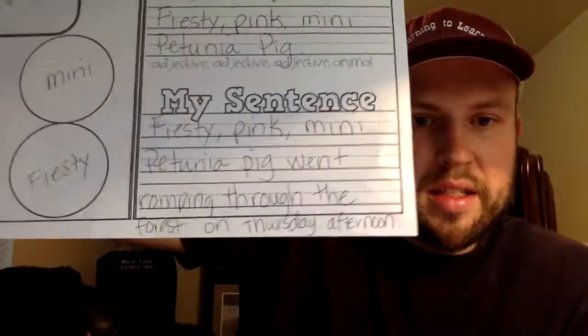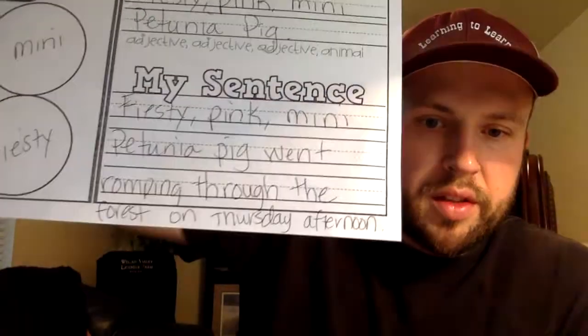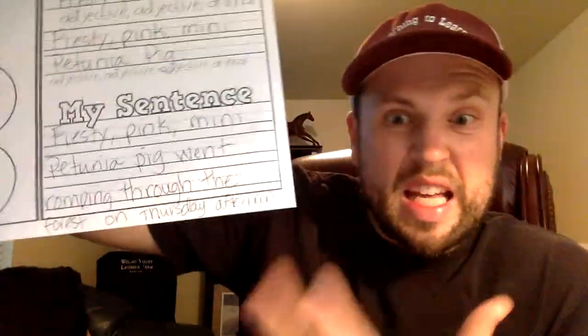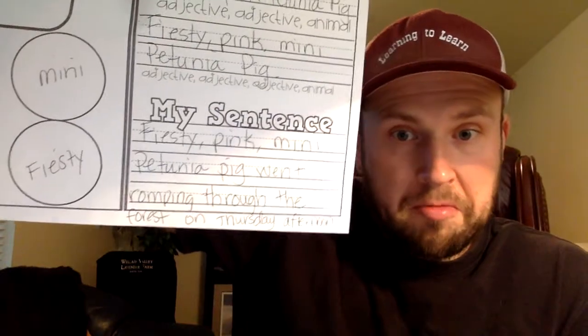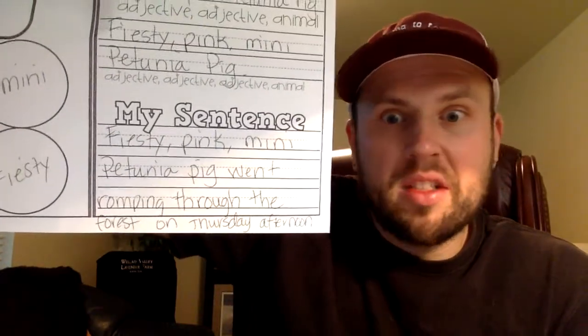Went romping through the, I'm running out of space, forest on Thursday afternoon. Okay. Feisty pink mini Petunia Pig went romping through the forest on Thursday afternoon. You could even add to that and say, she had a really fun time. Or she discovered some delicious treats. Some delicious apples that had fallen on the ground. You can add all kinds of details.